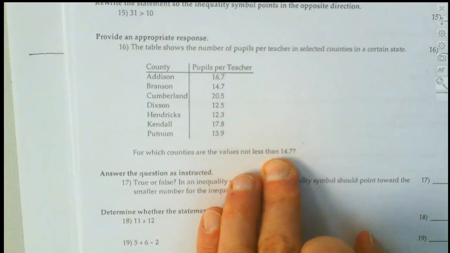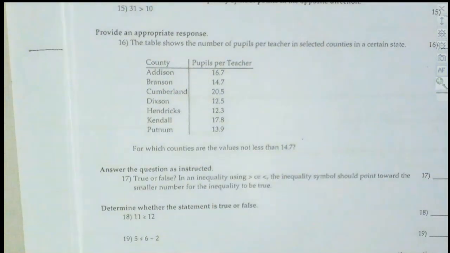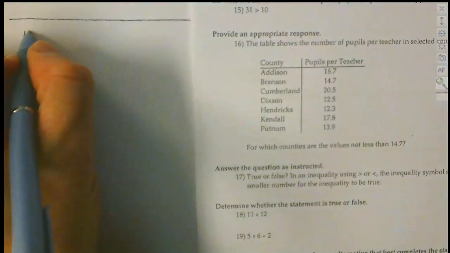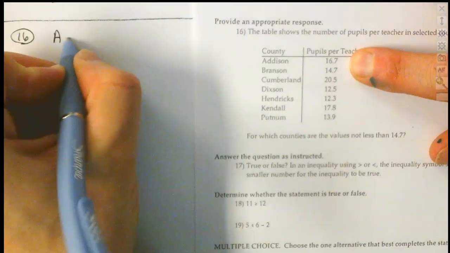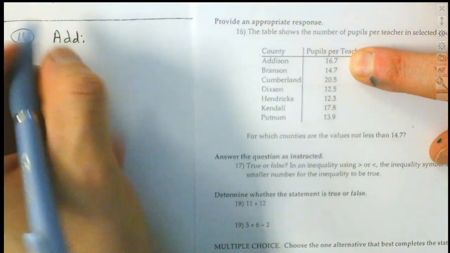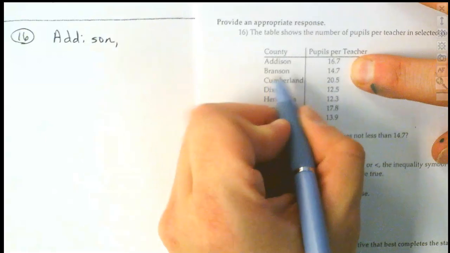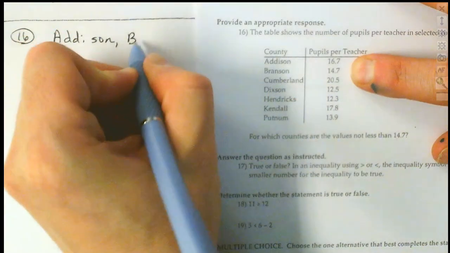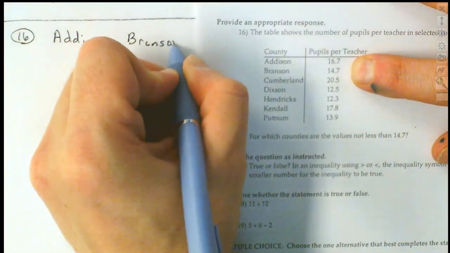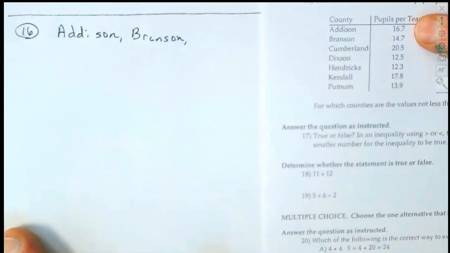So which ones would we list out that are bigger than or equal to that 14.7? Which ones would they be? Yep, we've got Addison. We've got Branson because that one is equal. Then we've got Cumberland.